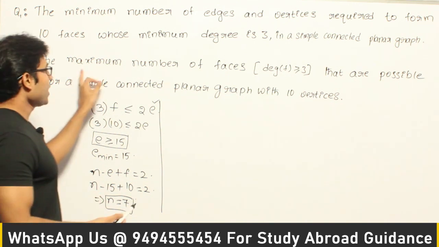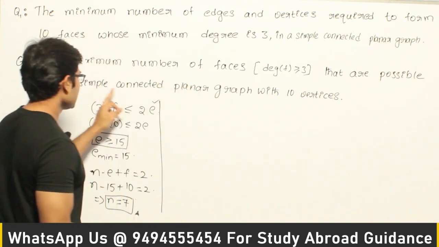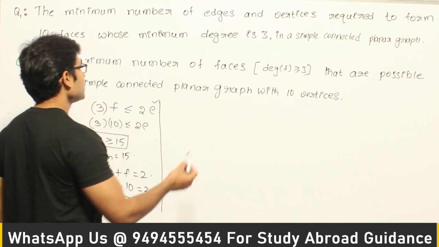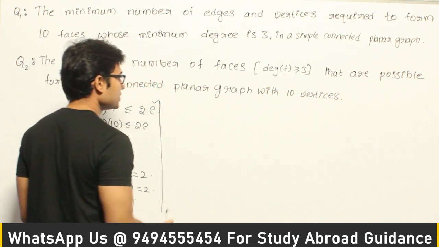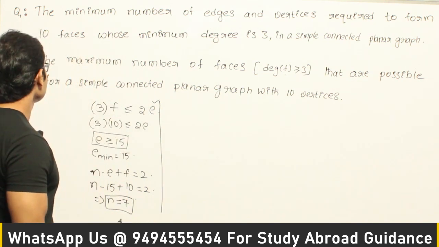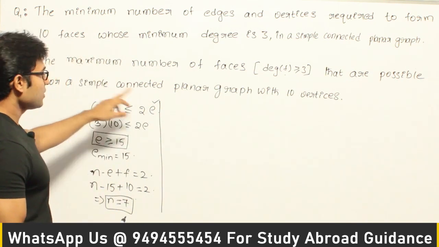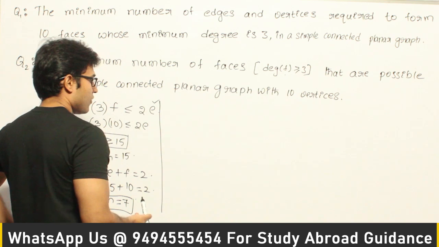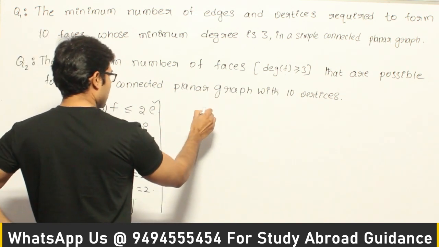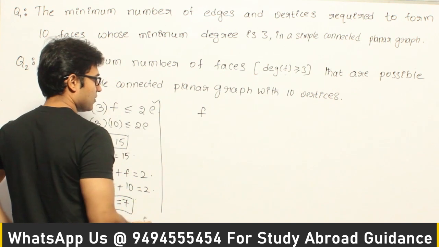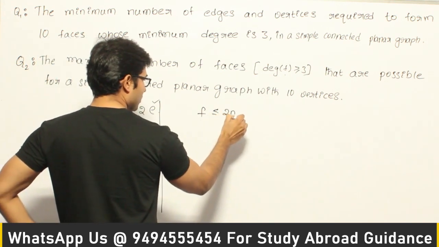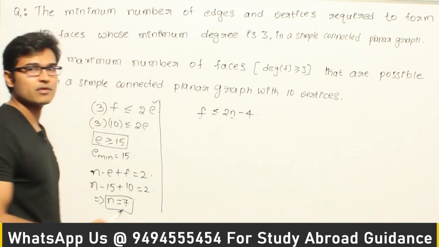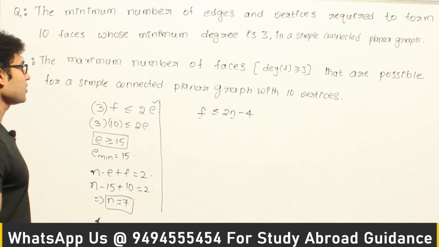Okay, for the next one, the maximum number of faces that are possible for a simple connected planar graph with 10 vertices. Now faces is given and the degree of each face is greater than or equal to 3 is given, and now they are asking about the relation between the number of faces and the vertices. So you have to find out the inequation which has faces and vertices. If you remember, we have an inequation which we derived, F is less than or equal to 2n minus 4. So in this inequation we have only two things, one is faces and the other one is vertices. So from this we can derive the number of faces.